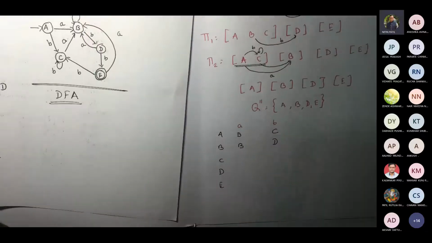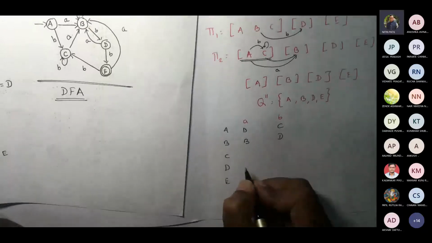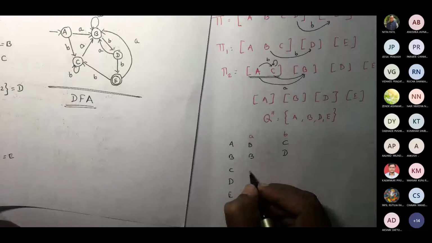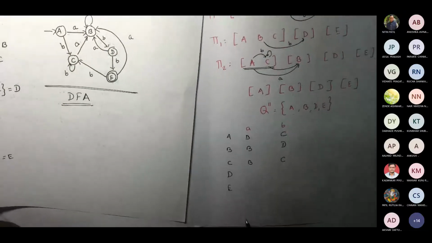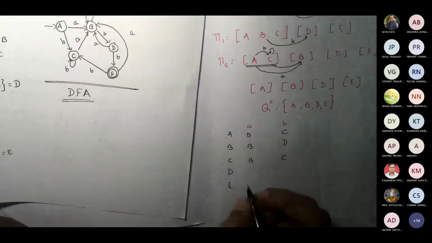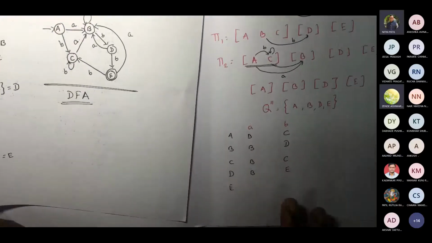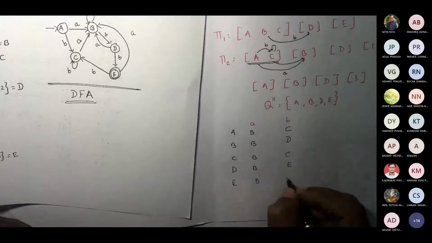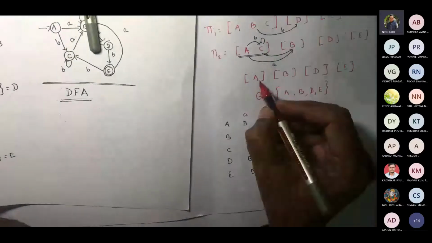Can I say BD? Yes, sir. For C? B and C. For D? B and E. For E? B and C. B and C, correct? Okay.